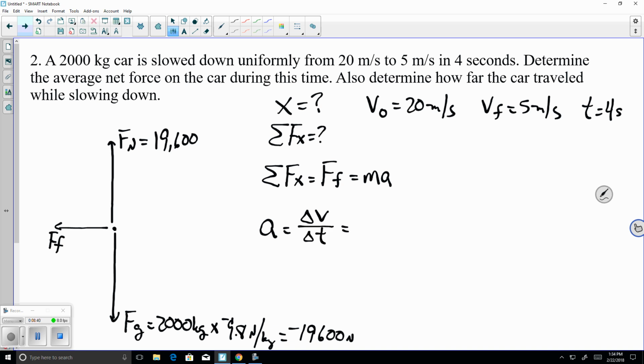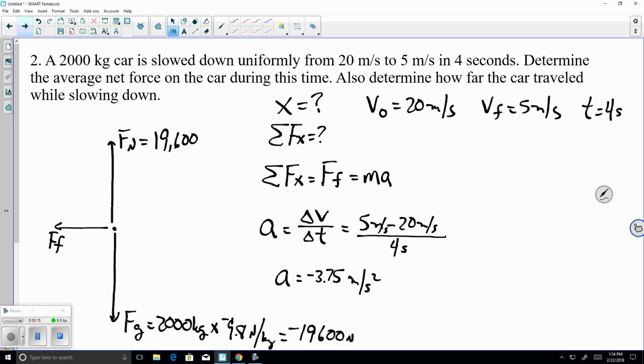And what does that mean? Well, how much did the velocity change? It went from 20 meters per second down to 5. So I'm going to put the final velocity minus the initial. That's the change in velocity over the change in time, which was 4 seconds. And so from that, I'm going to get that the acceleration is minus 3.75 meters per second squared. That's how much it's slowing down.